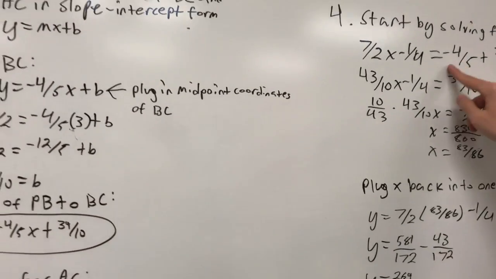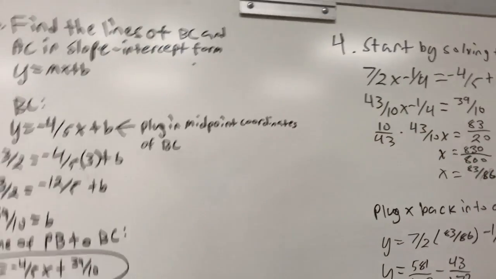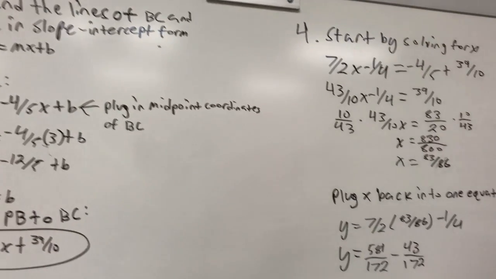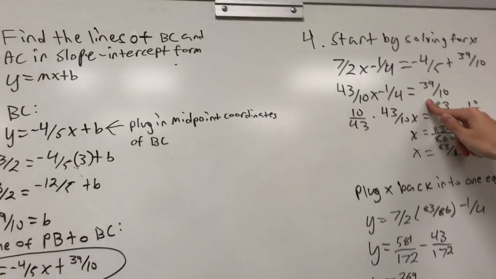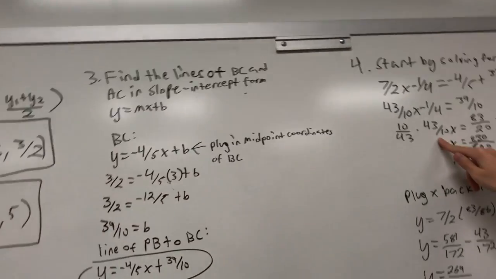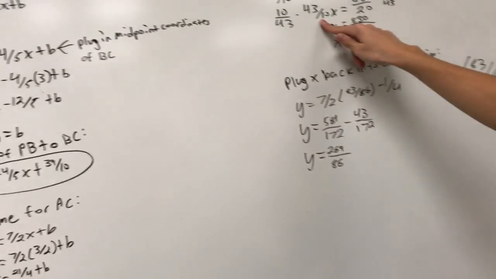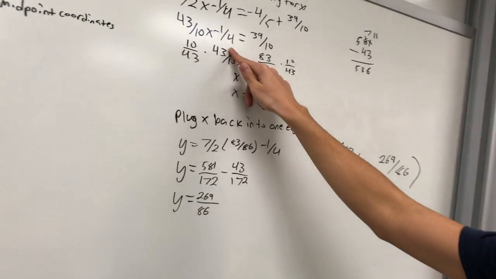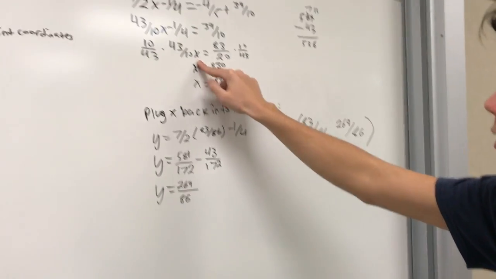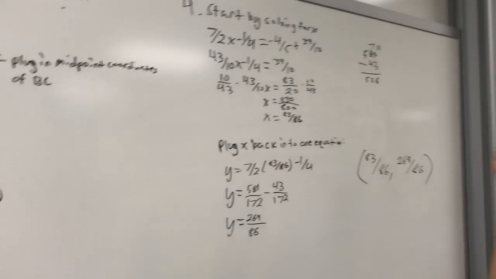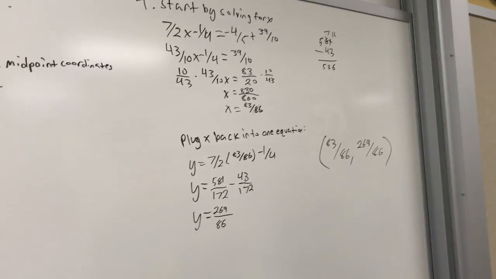So we're going to add 4 over 5x to 7 over 2x, and that's going to give us 43 over 10x minus 1/4 is equal to 39 over 10. We're going to add 1/4 to say that 43 over 10x is equal to 83 over 20, because that's what we got when we added that 1/4 over. And then since it's 43 over 10 times x, we're going to multiply it by the reciprocal, because that's just how we do division with fractions.